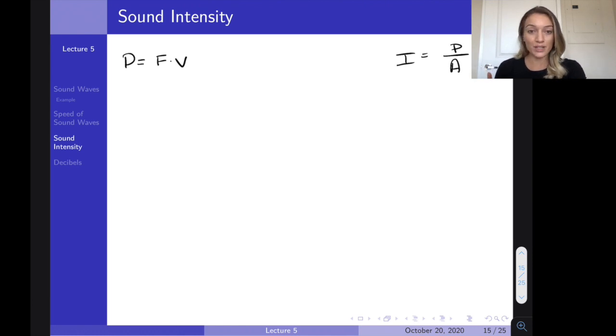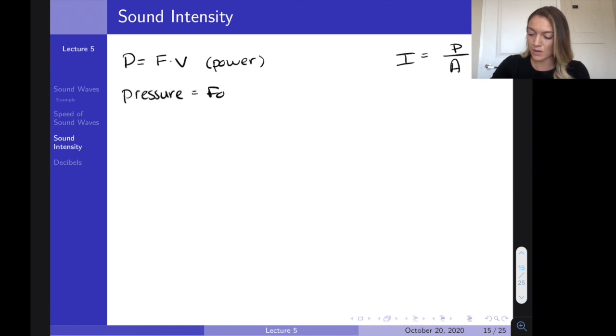So power is force dotted into velocity. Pressure is force per unit area, from our very first lecture. And to find the intensity, we want the power per unit area. So we can put our force per unit area right in here, and we already have the power per unit area. We just divide each of these by the area, where this is now the pressure.